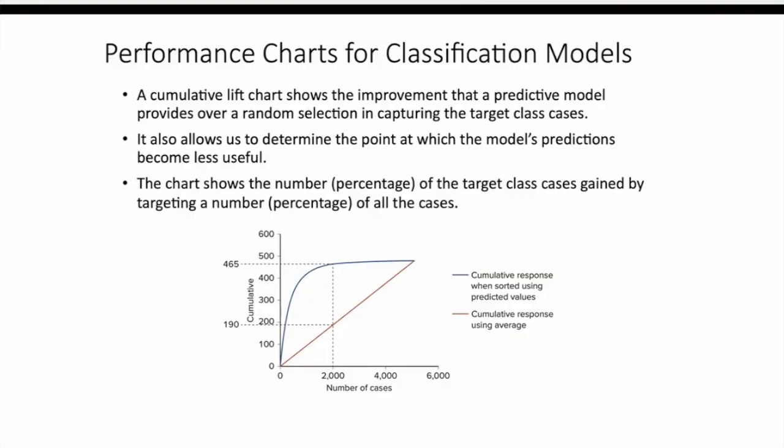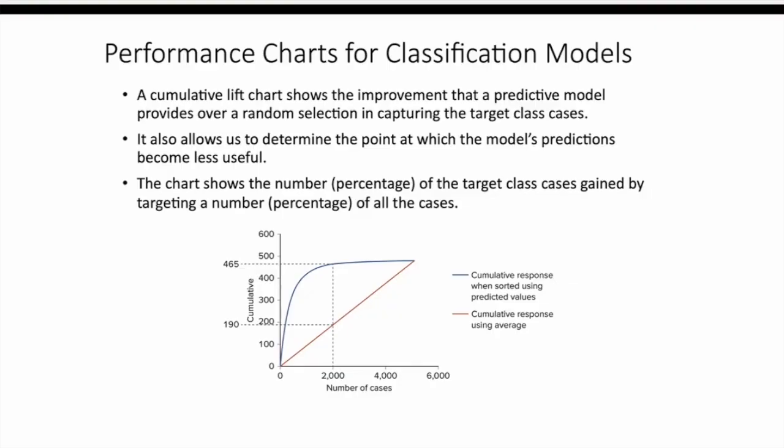To construct the lift curve, the observations in the validation dataset are sorted in descending order. This is important: based on their predicted probability of belonging to the target class, which is class 1. So we do the prediction, a probability, then we sort them in descending order from the highest to the lowest, right?